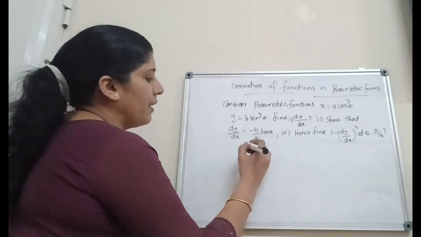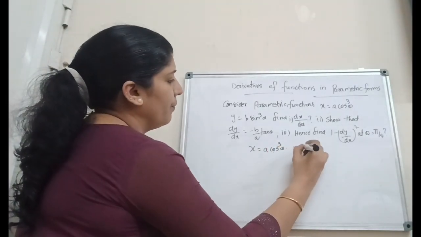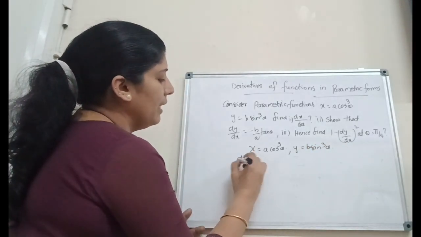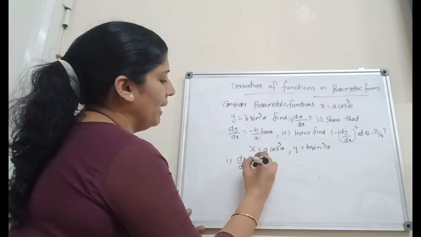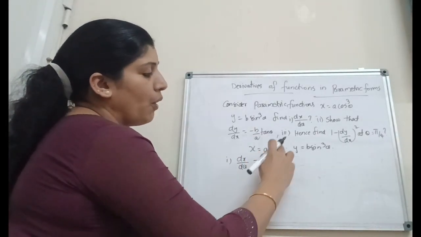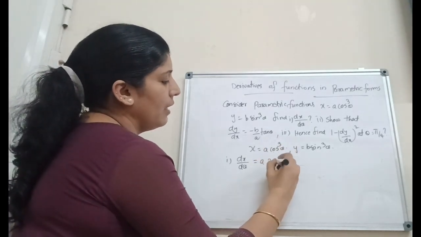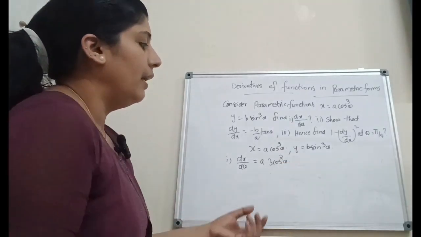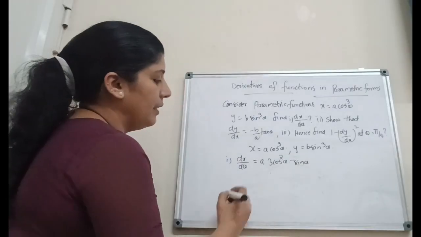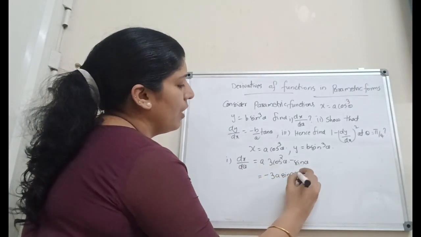First, the given parametric function is what? X equal to a cos cube theta and y equal to b sin cube theta. Then first we have to find out dx by d theta. First question is find dx by d theta. Here dx by d theta is equal to a into d by d theta of cos cube theta. That is a into 3 cos square theta into d by d theta of cos theta, that is minus sin theta. That is dx by d theta is equal to minus 3a sin theta cos square theta.